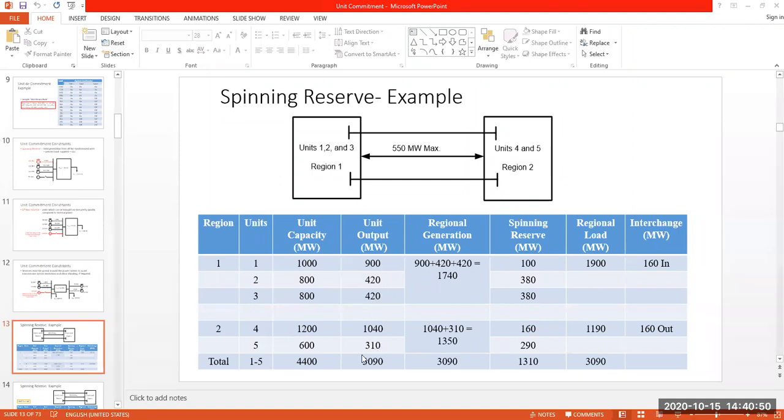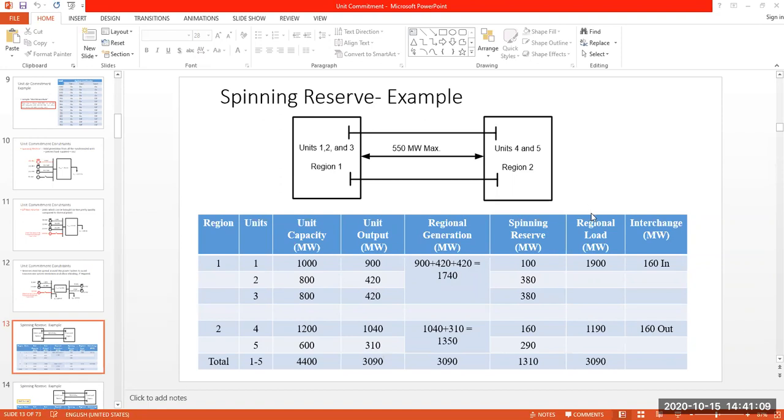So in total, the total megawatt output currently is 3090. So that is the generation. And for this example, we are actually not considering any loss. So what we have to do here, only we have to satisfy that this generation should meet the demand here.